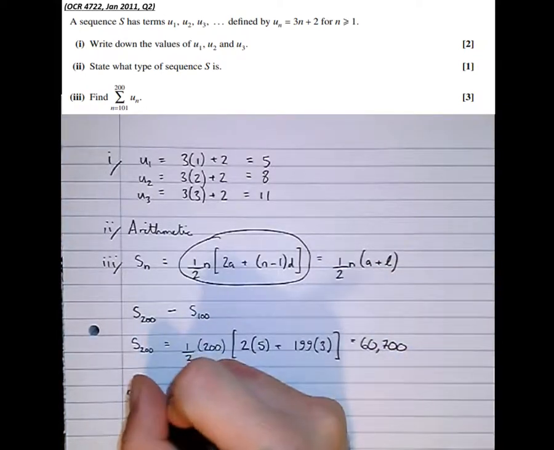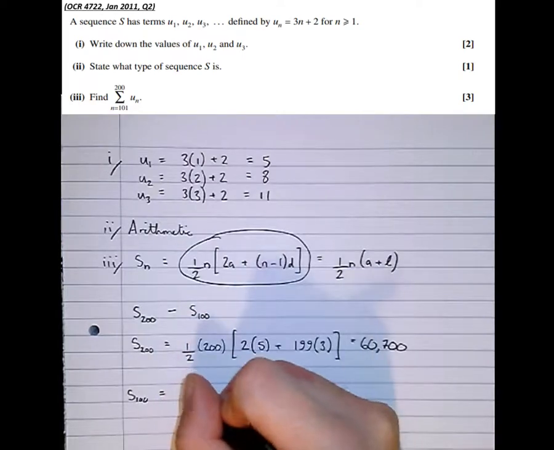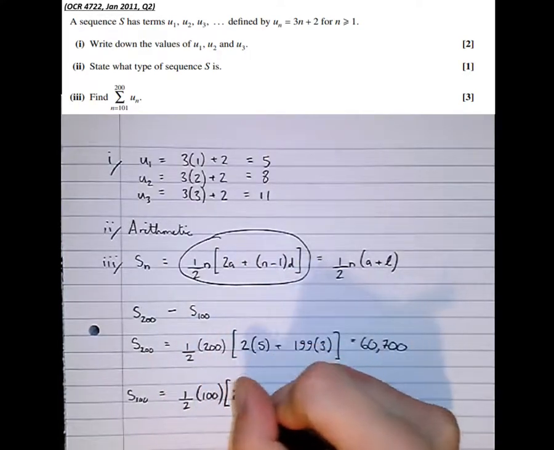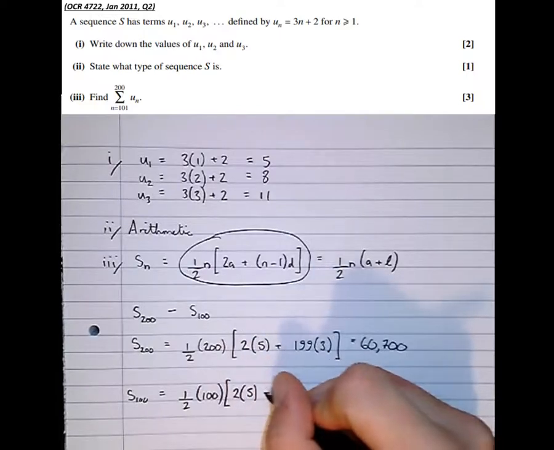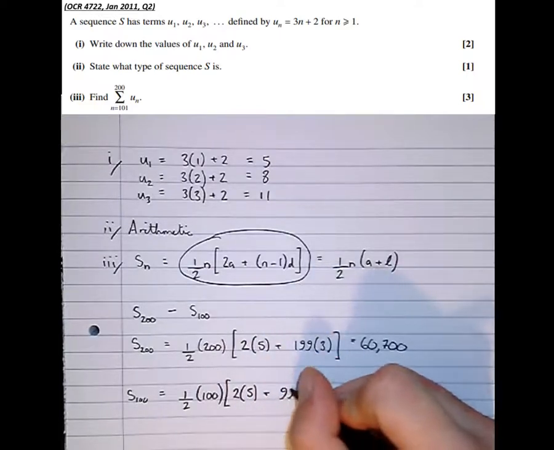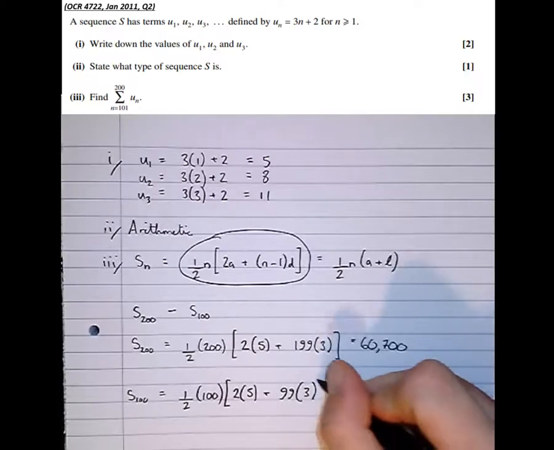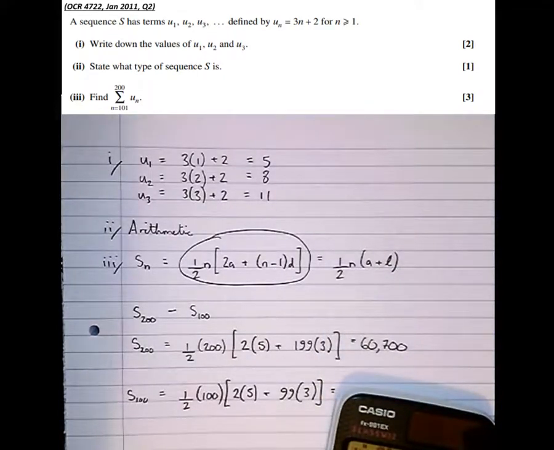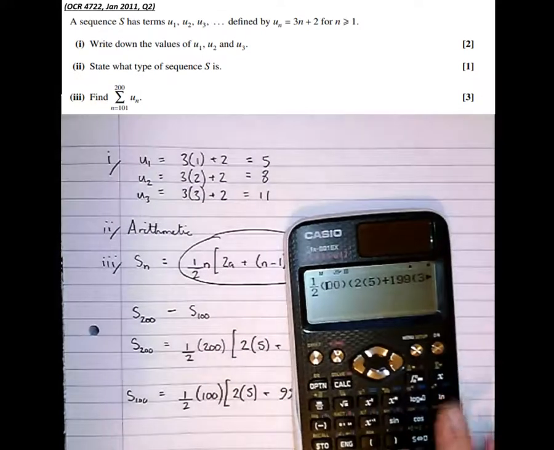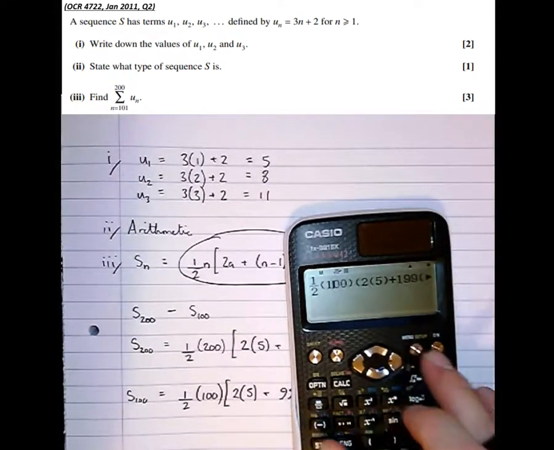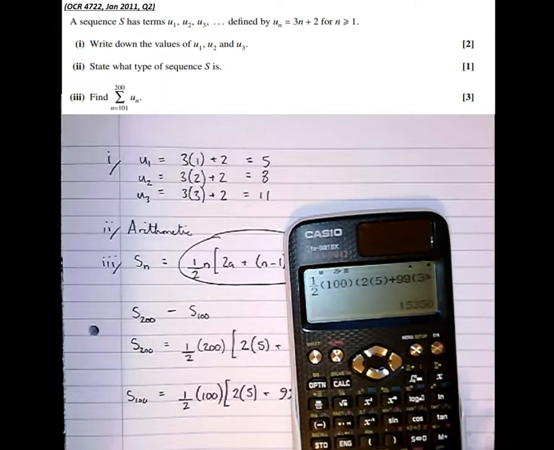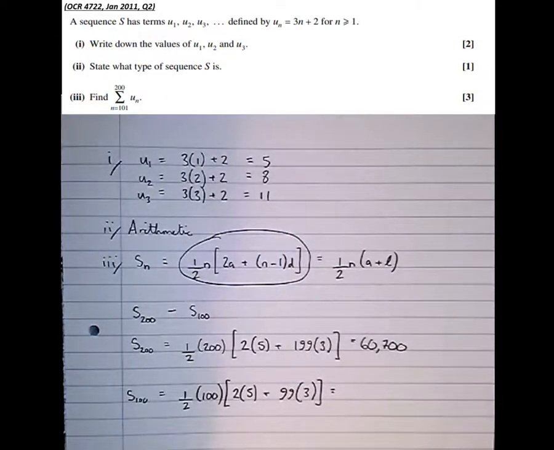Okay, now let's go for S100. Subbing in the numbers, 2, 5 plus (n minus 1) is 99, d. Okay, so we can modify what we've got in our calculator here to save time. Change that to 99 by deleting that, equals 15,350.